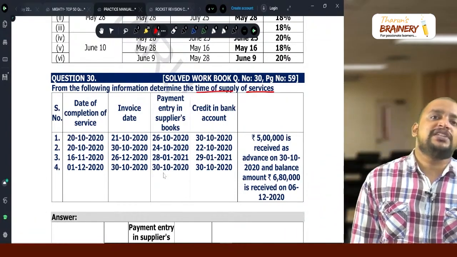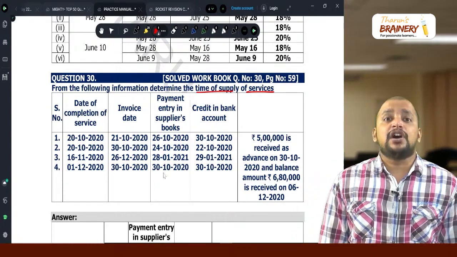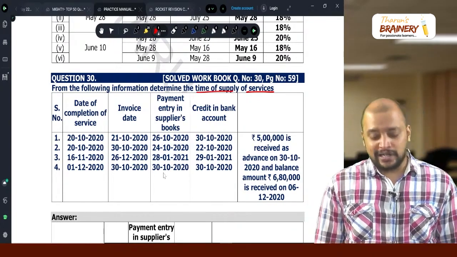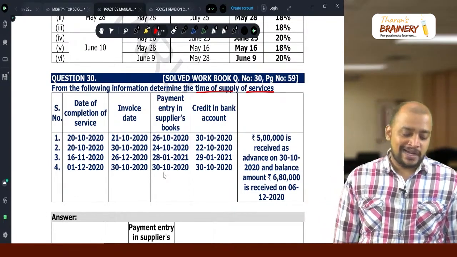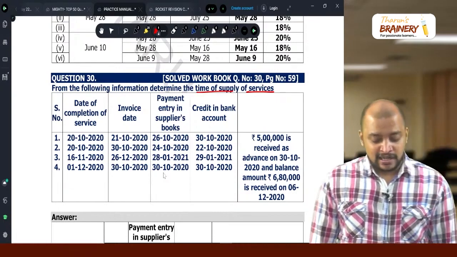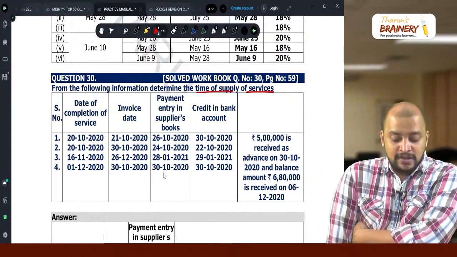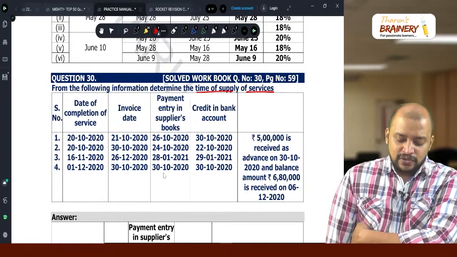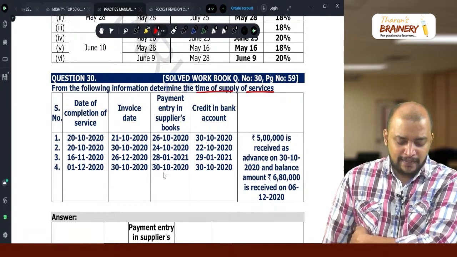If the invoice is issued within the due date, the time of supply is the invoice date or payment date, whichever is earlier. If the invoice is not issued within the due date, it is the completion date or payment date, whichever is earlier. First, completion 2010, invoice 2110, payment entry in supplier's books, credit in bank account. First, we need to see here what will be taken as the time of supply.